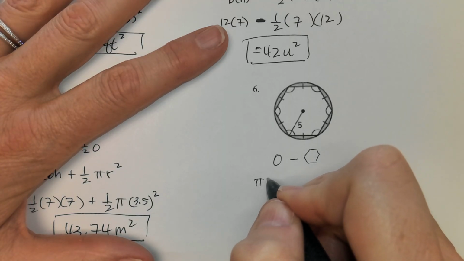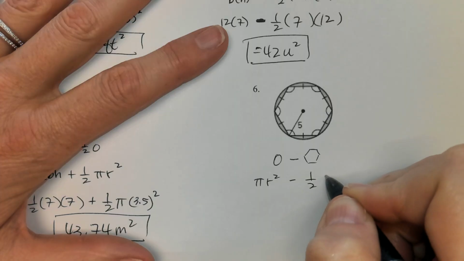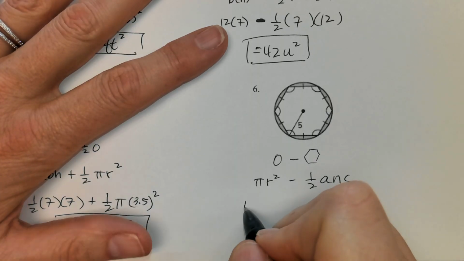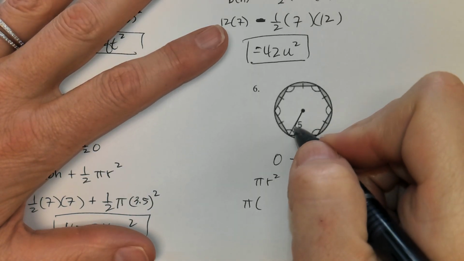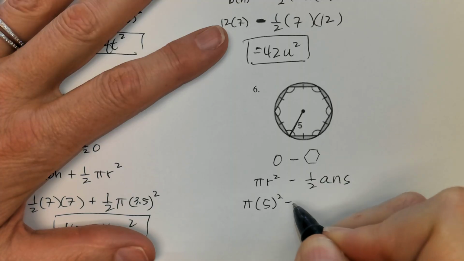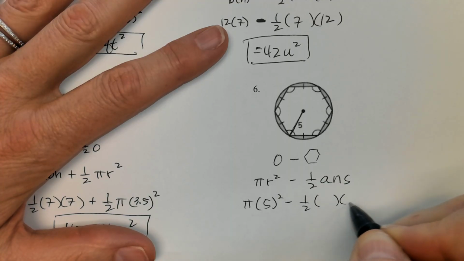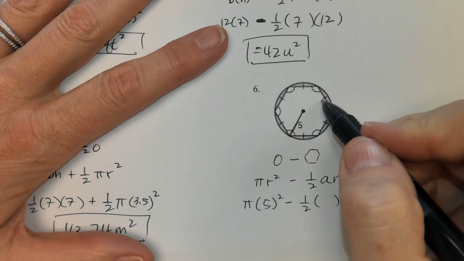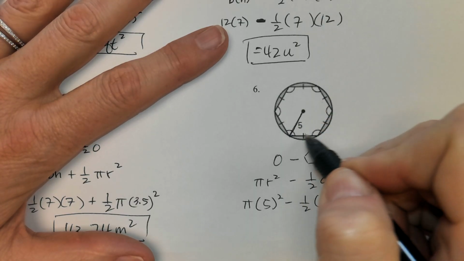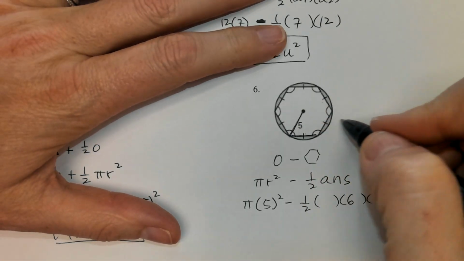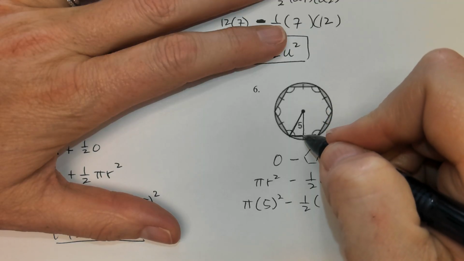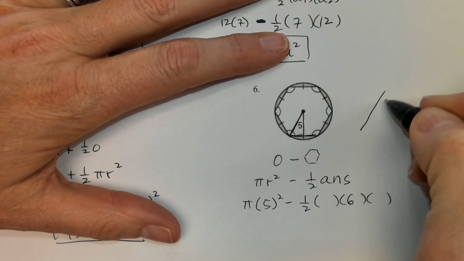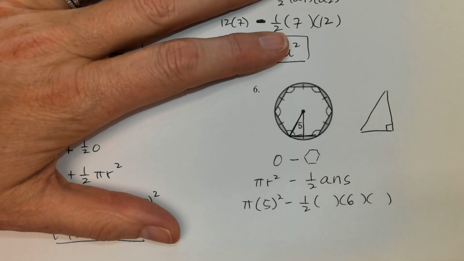So circle is pi r squared, and we're going to minus a 1/2 ANS. So pi, radius is 5, minus 1/2, and then we need ANS. So I don't know apothem yet. Number of sides are 6. Side length, I don't know either. So off to the side, I'm just going to bring this triangle right here. Just make it a little bit bigger so I can write on it.